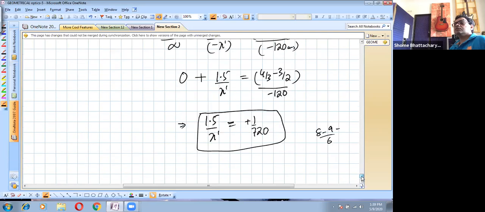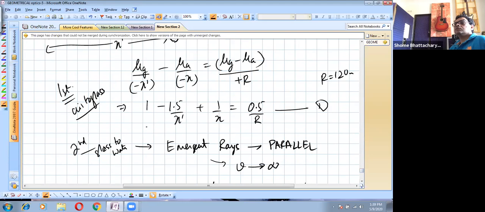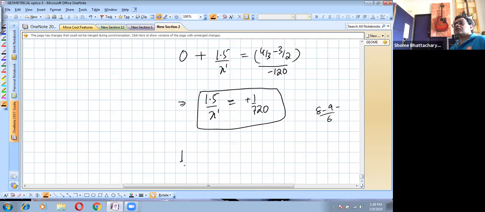And the first equation was this. So this was actually equal to 1 by 240. So just compare the two equations. So equation 1 plus 2, 1 by x is equal to 1 by 240 plus 1 by 720. So check it out, I think that is what we get.